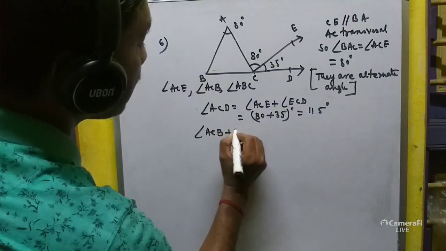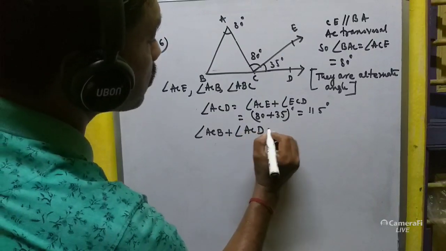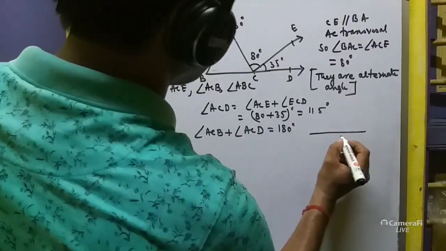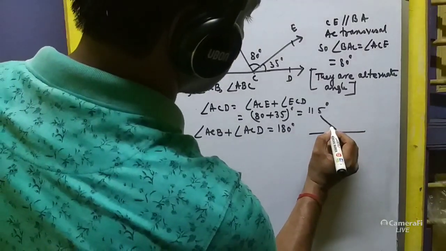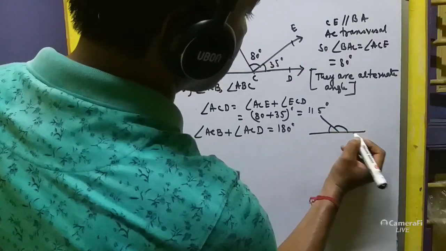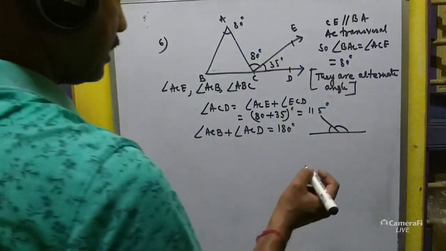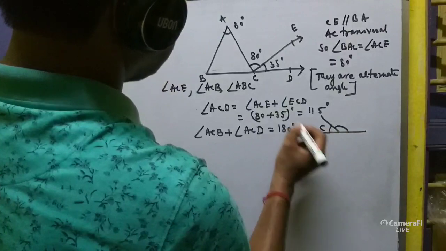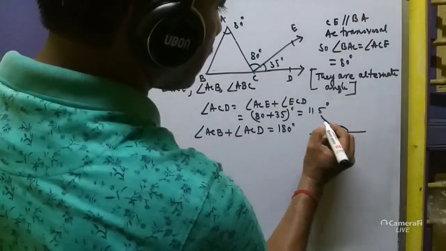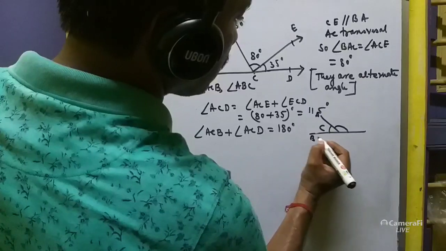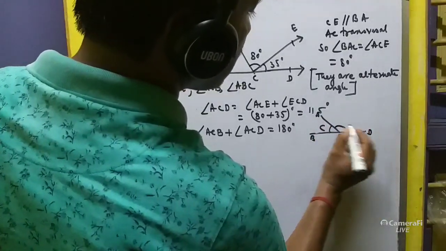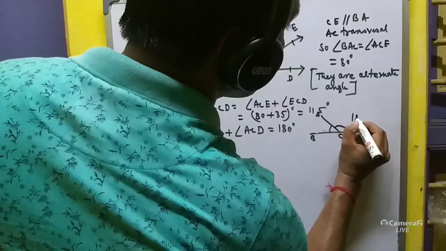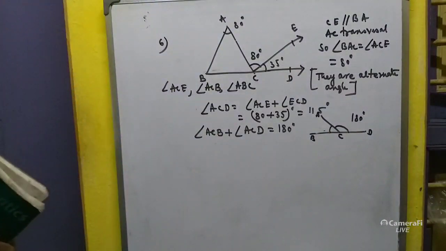Now look at angle ACB plus angle ACD equal to how much? 180 degree. Because look at in this way the angles are formed. This angle and this angle. Sum is, this is angle ACB, and this angle ACD. So in this way the angles are formed. So sum is always 180 degree, you know it. Angles on a line is 180 degree.